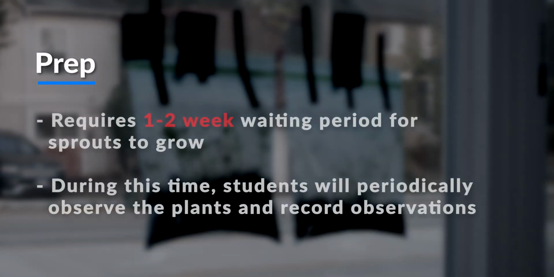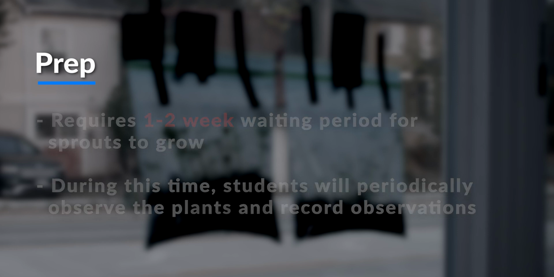For Activity 2, students test how well soil types support water retention and, subsequently, plant growth. Using the same soil samples as in Activity 1, students water seeds with different amounts of water to test the effect of under and overwatering. This activity requires a 1 to 2 week waiting period for sprouts to grow. During this time, students periodically observe the plants and record their observations, comparing their findings across class groups.